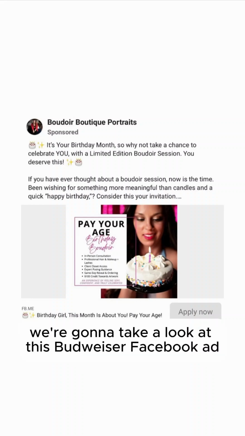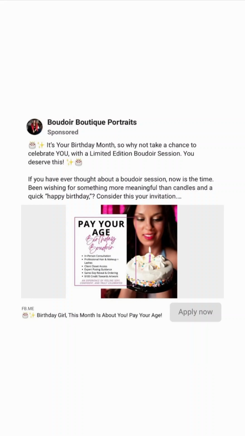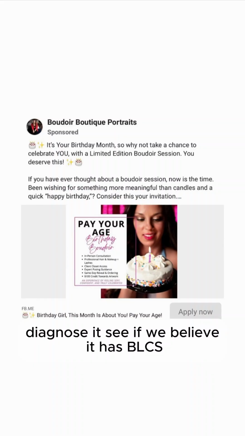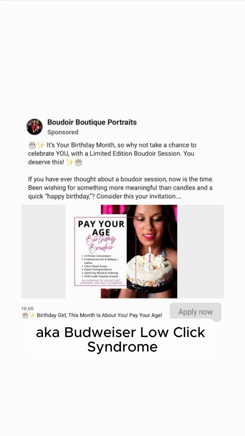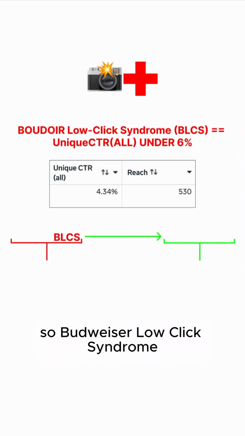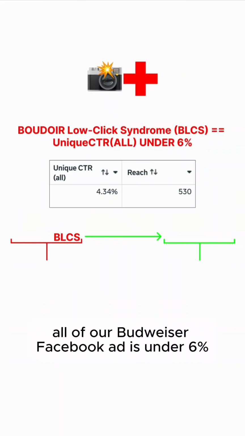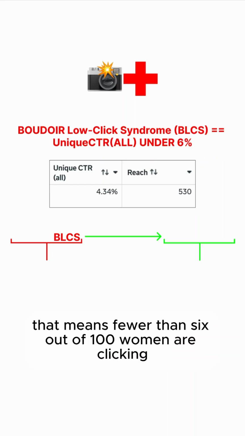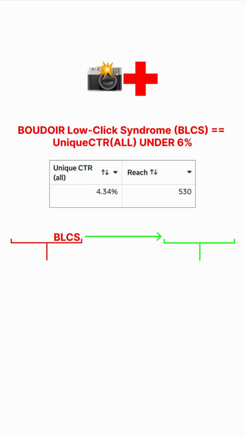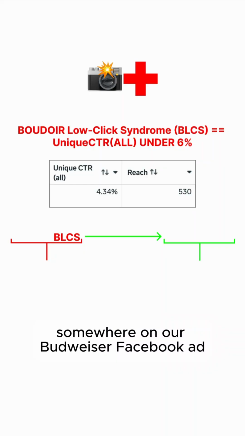All right, y'all, we're going to take a look at this Boudoir Facebook ad. Diagnose it, see if we believe it has BLCS, aka Boudoir low click syndrome. Boudoir low click syndrome, aka BLCS, is when the unique CTR on our Boudoir Facebook ad is under 6%. That means fewer than 6 out of 100 women are clicking somewhere on our Boudoir Facebook ad.